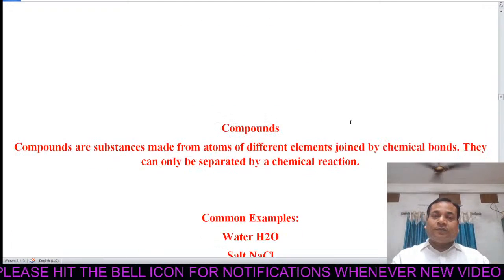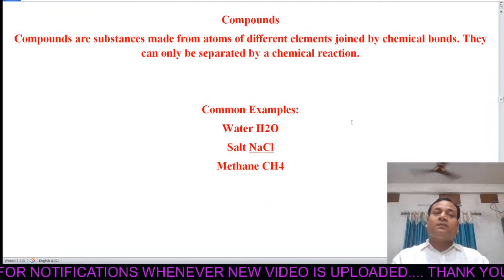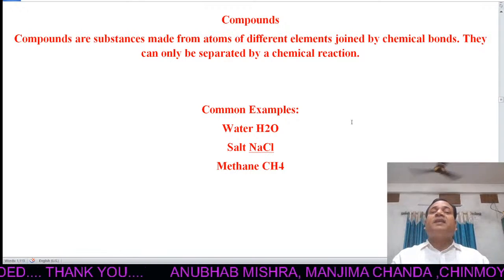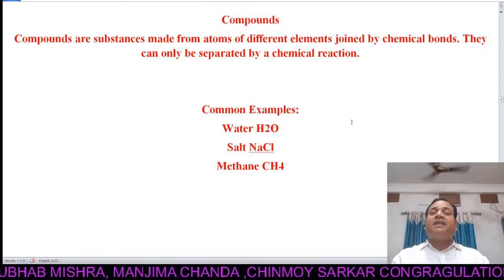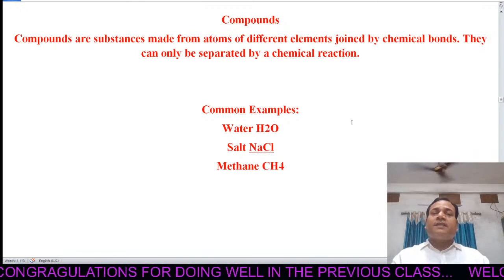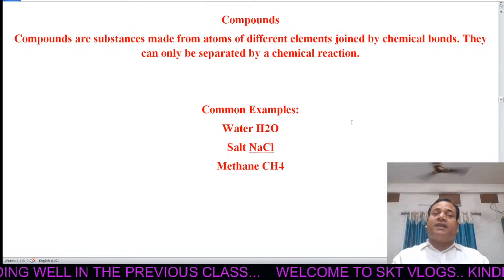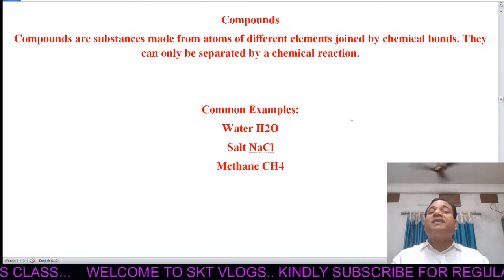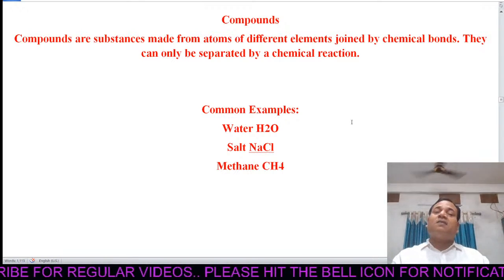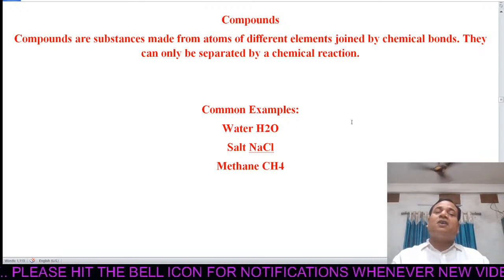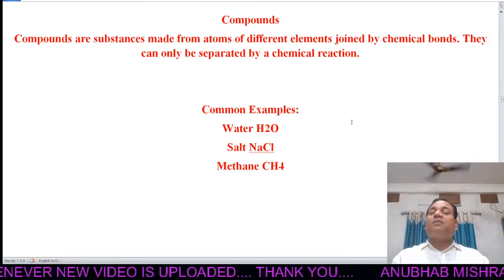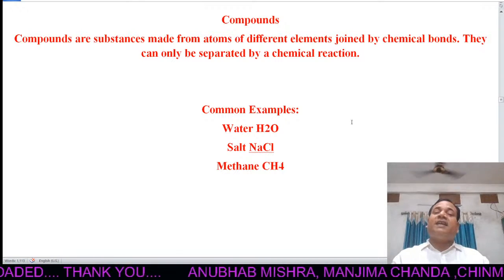Next, compounds. Compounds are substances made from atoms of different elements joined by chemical bonds. They can only be separated by a chemical reaction. Common examples of compounds are water, H2O, salt, NaCl, that is sodium chloride, methane, CH4.